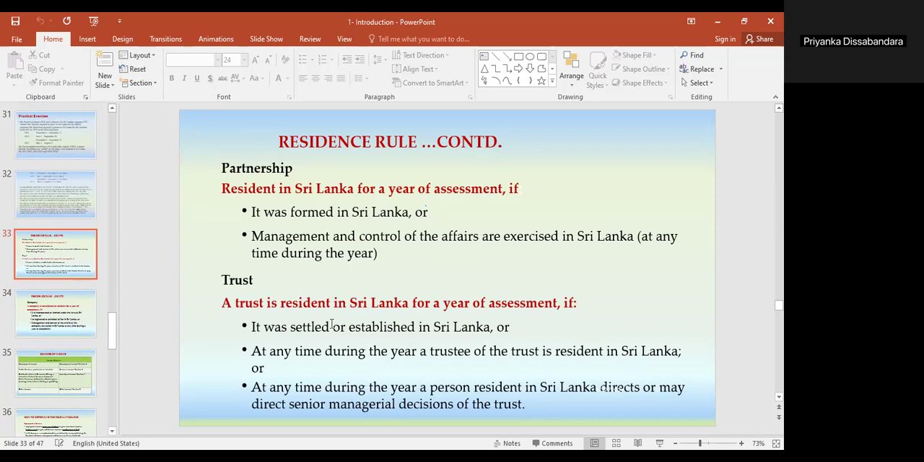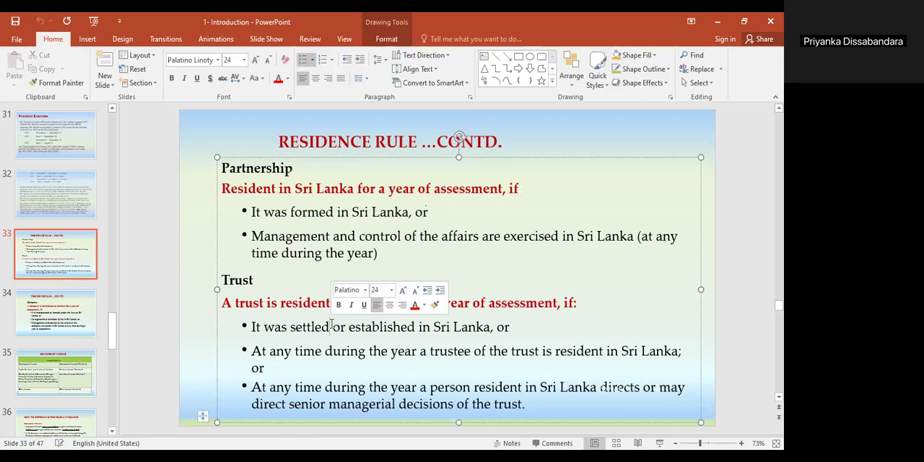So now we are going to determine how to determine the residency of a partnership. If it is a partnership, we have to consider where that partnership is formed. If that partnership is formed in Sri Lanka, then we can consider that partnership as a resident partnership. And the next item is whether that partnership's management and control is exercised in Sri Lanka or not. එතකොට management එක හරි control එක හරි ලංකාවේ තියෙනවා නම් then also we can consider that partnership as a resident.